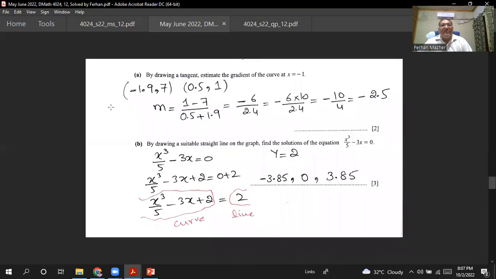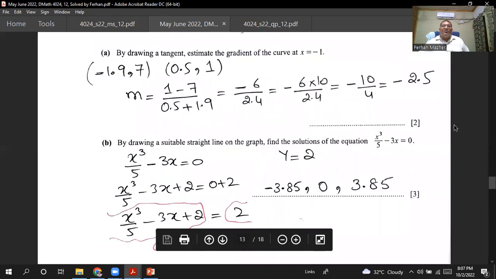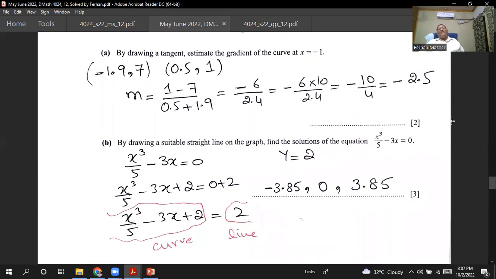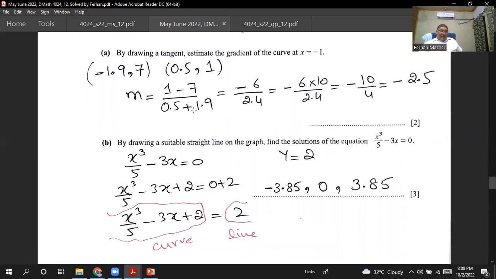So let me show you. Okay, so we have taken 2 points on that tangent, and those 2 points are -1.9 comma 7 and 0.5 comma 1. So I will use the formula for the gradient. The formula for the gradient is y2 minus y1 divided by x2 minus x1. So it will be 1 minus 7 divided by 0.5 minus (-1.9). It will become 0.5 plus 1.9. Upstairs, you will have -6. Downstairs, you will have 2.4.